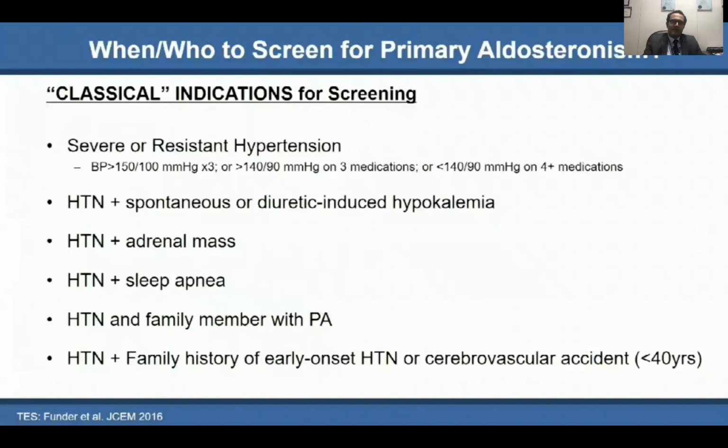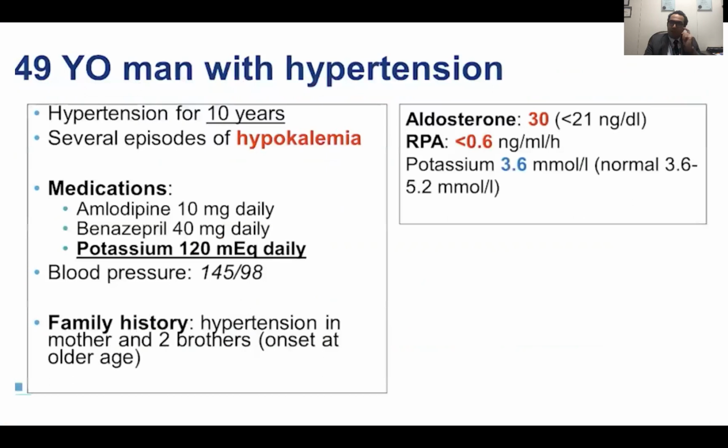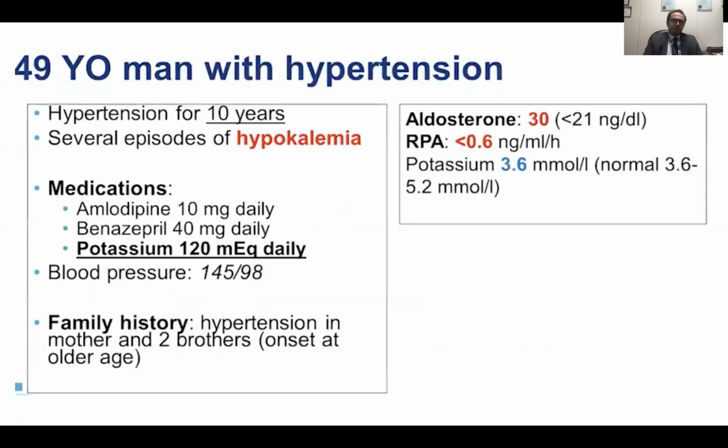So again, I emphasize that these are the classic indications for screening: severe or resistant hypertension, hypertension with hypokalemia, hypertension with an adrenal mass, hypertension with sleep apnea, and hypertension with a family member with primary aldosteronism. But unfortunately, the guidelines are not followed by physicians. Maybe the reason is that in the past we made screening for aldosteronism very difficult. In this case, because of the hypokalemia and hypertension, we did the aldosterone.